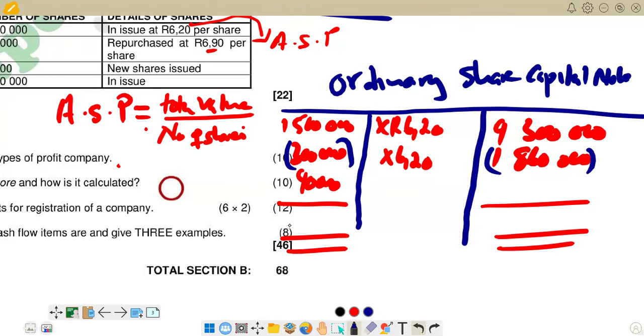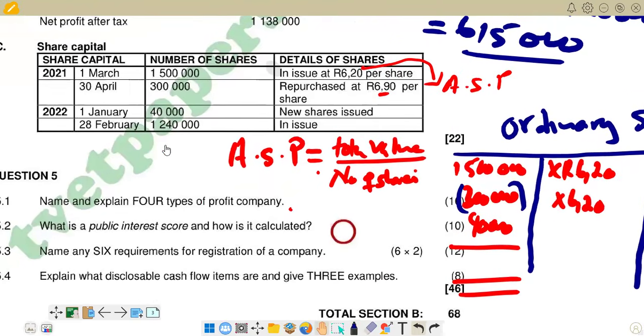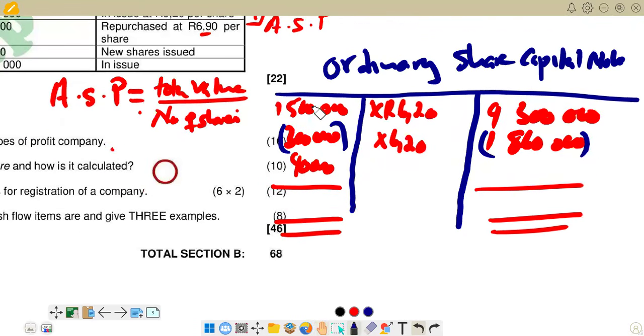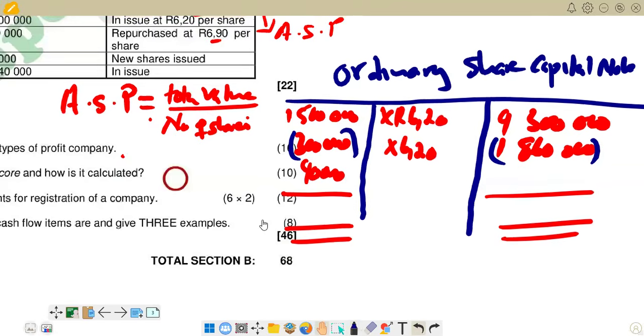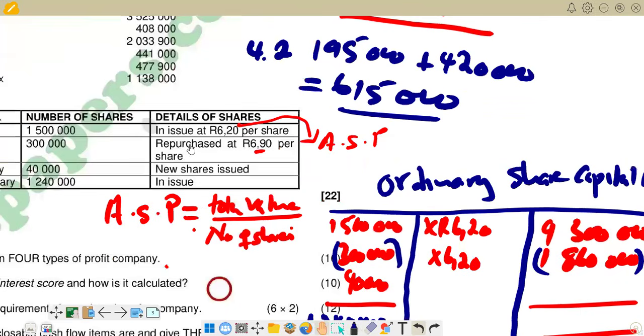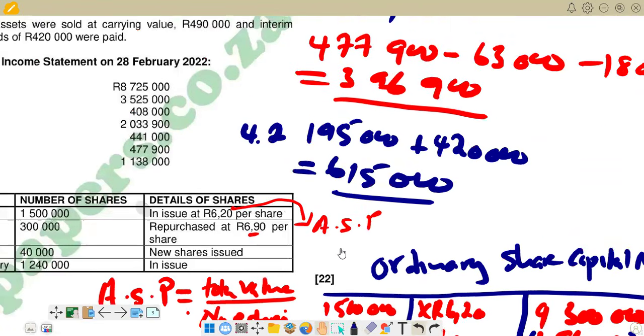To find the number of shares in issue at the end of the year, we are told in the question that the number of shares in issue is 1,240,000 at the end of the year. So this is the figure that is supposed to come here. You can also find it by saying 1,500,000 minus 300,000 plus 40,000, which gives 1,240,000. Then the value of shares at the end, ordinary share capital, we find in the list of balances. It is 7,724,000. So this is the figure that we are going to put as the value at the end.